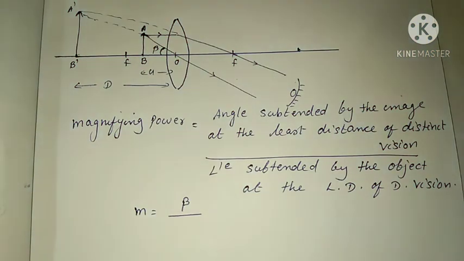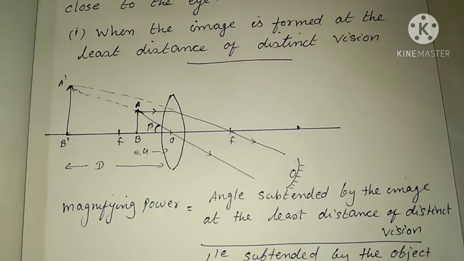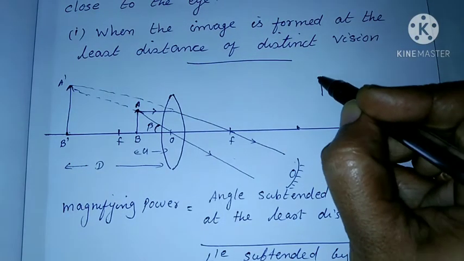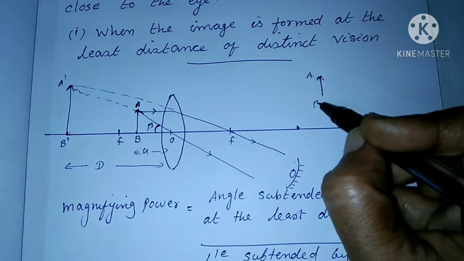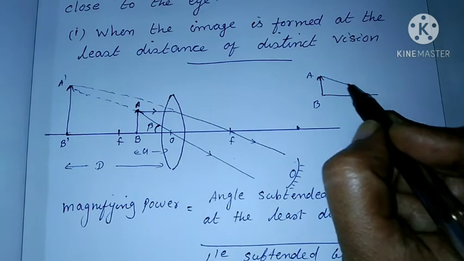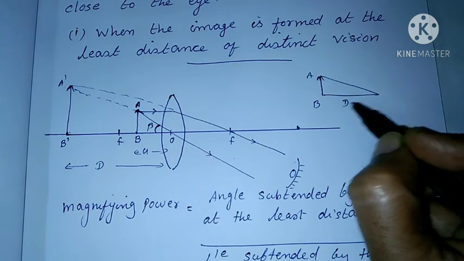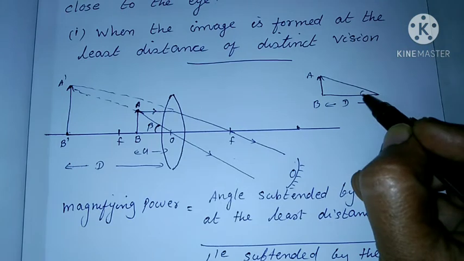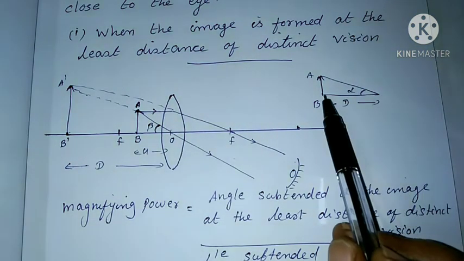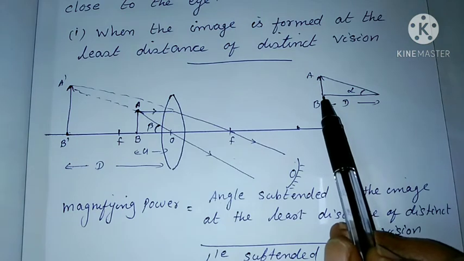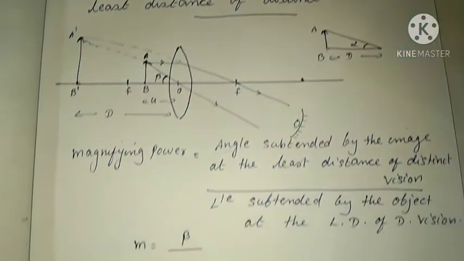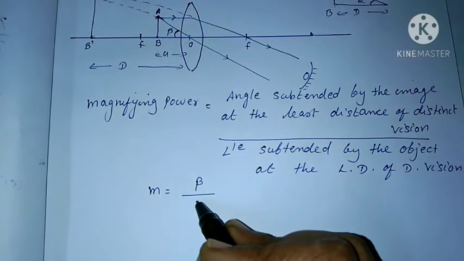So we can draw separately the angle subtended by the object. So this is the object, and the object is at the least distance of distinct vision from the eye, and this is the angle alpha. Clear? So the object is at a distance of least distance of distinct vision from the eye. So the angle subtended by the object is alpha. So we can write here m equal to beta by alpha.